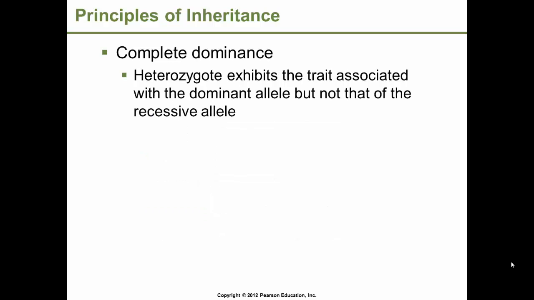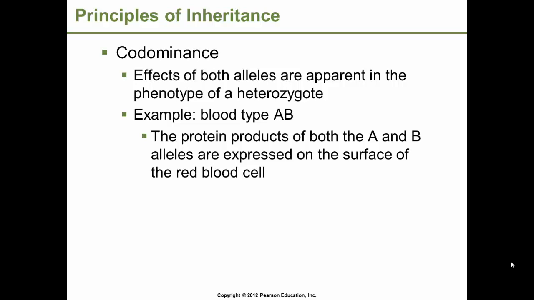Complete dominance is a term used to describe a heterozygote that exhibits the trait associated with the dominant allele but not that of the recessive allele. Codominance is a term used to describe the effects when both alleles are apparent in the phenotype of a heterozygote. An example of this is in blood types such as AB. An individual with AB blood type would have protein products from both the A and the B alleles expressed on the surface of their red blood cells.